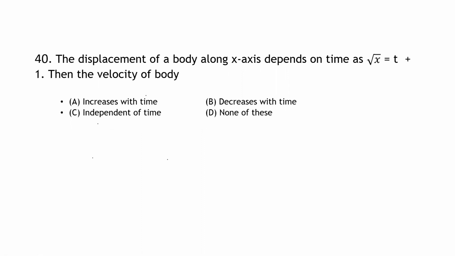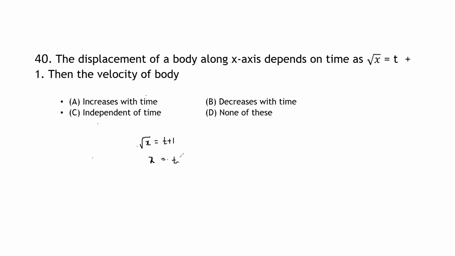Next question is, the displacement of a body along x-axis depends on the time as root x is equal to t plus 1. Then the velocity of the body. See here how to do this. So the equation which they have given, that is root x is equal to t plus 1. What do I do here? We need to calculate the velocity. Okay, if I square on both the sides, after squaring on both the sides, the equation becomes x is equal to (t plus 1) whole square.